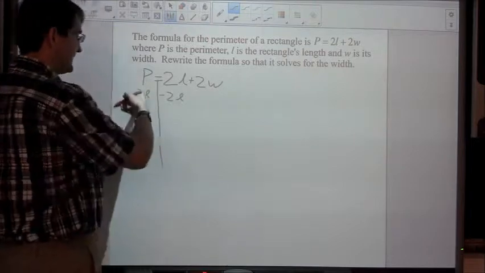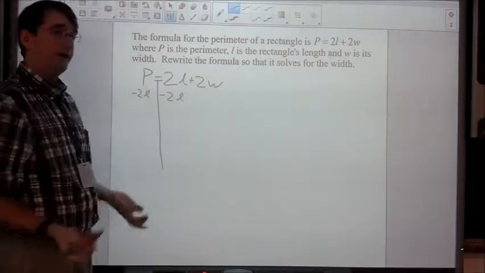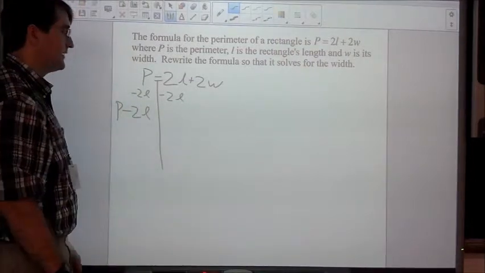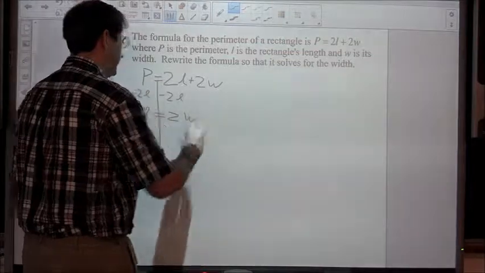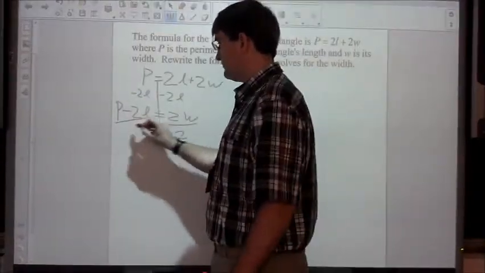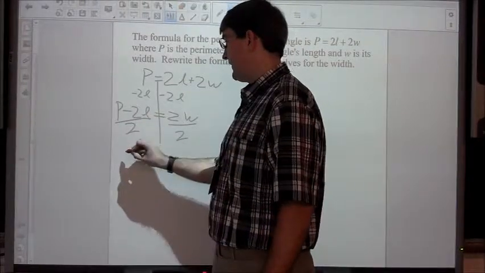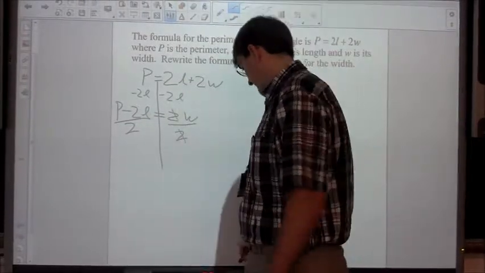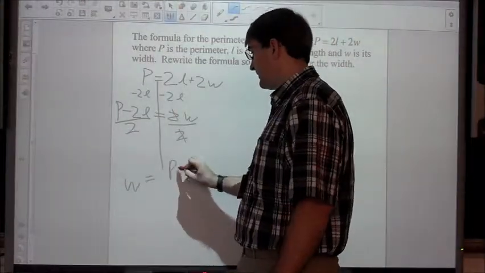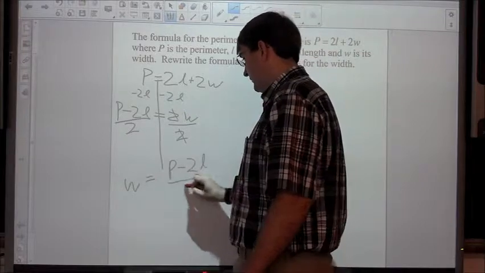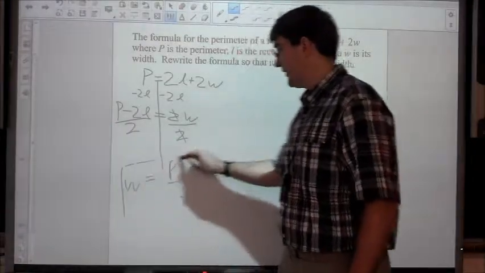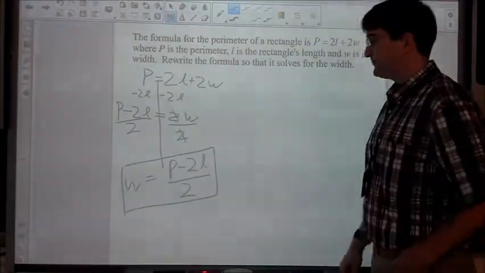The only thing is, of course, I can't combine these. That's a P, that's an L. I can't actually combine those. So I just have to leave it like P minus 2L equals 2W. And then from there, I divide by 2, and they cancel over there. I get that W is equal to, just switching the sides around, P minus 2L all over 2.